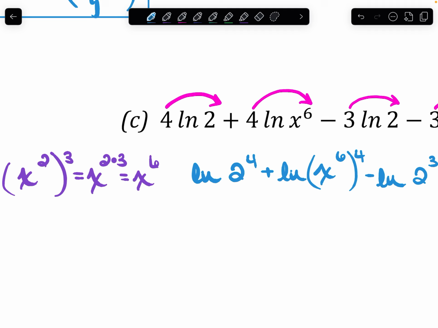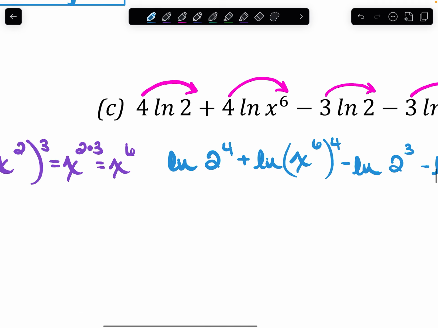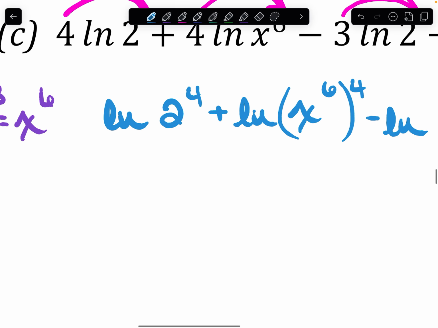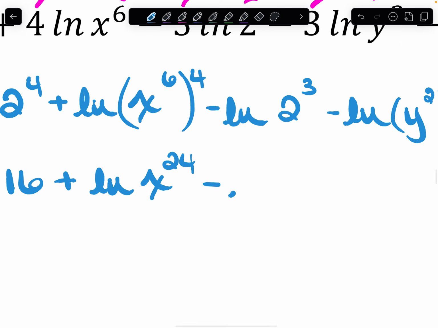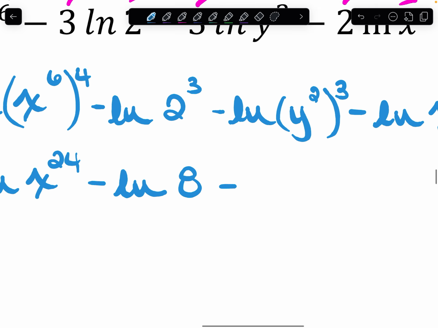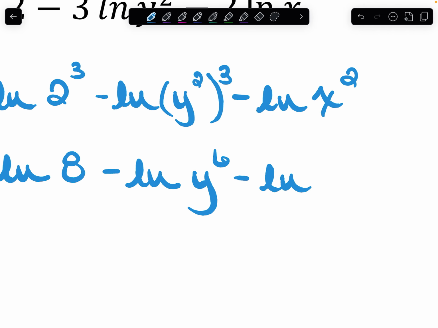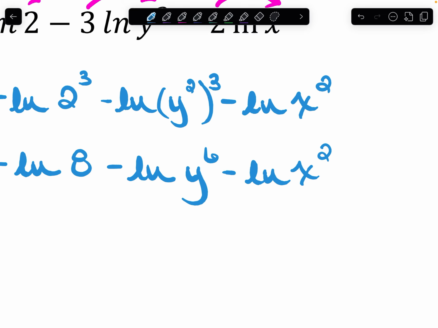Another thing I would do is I would probably go ahead and evaluate my numbers because we do want to get them completely reduced. So 2 to the 4th is 16. Second one, natural log of x, it's 6 times 4, so 24, minus ln 2 to the third is 8, minus ln of y, 2 times 3, 6, minus ln x squared.